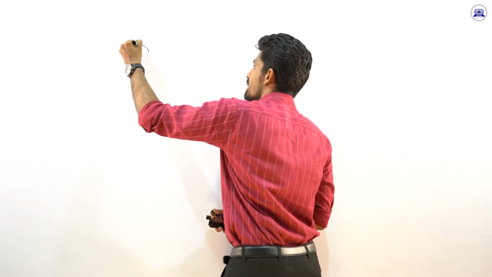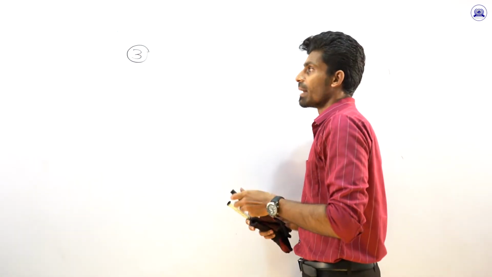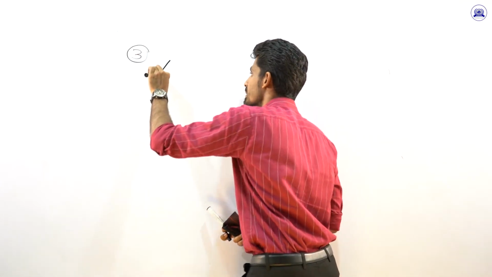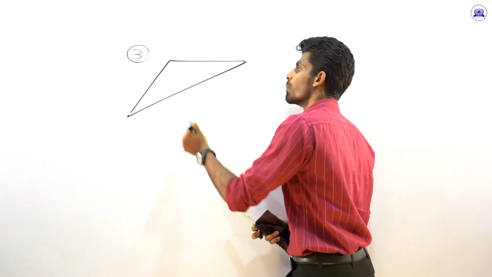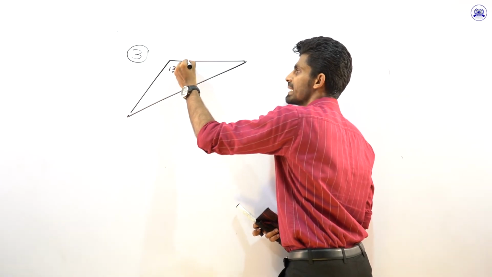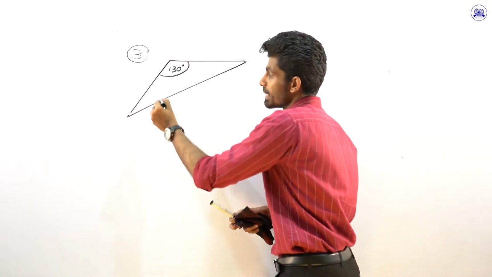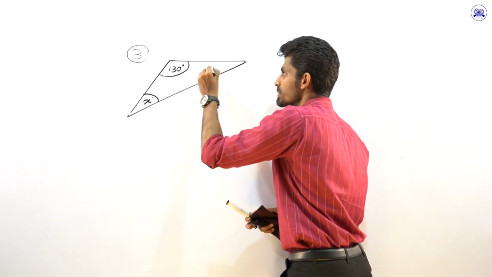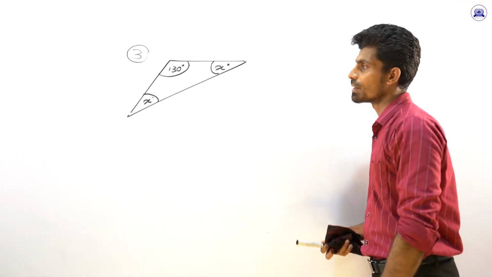Let's consider example number 3. I'm just taking an obtuse angle. Look at this one. I'm checking that this value is 130, and this one equals x, and this one also equals x. Let's see how to solve that.